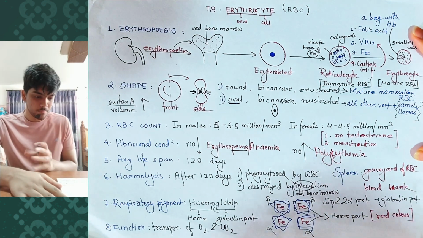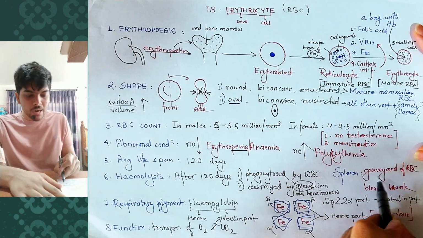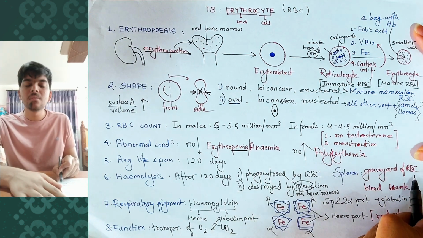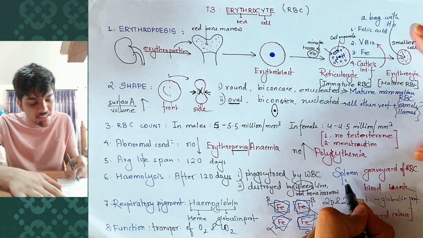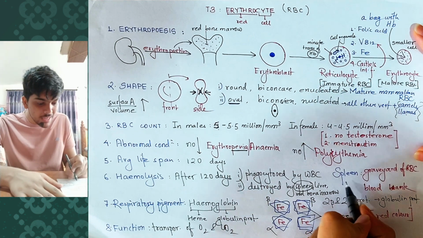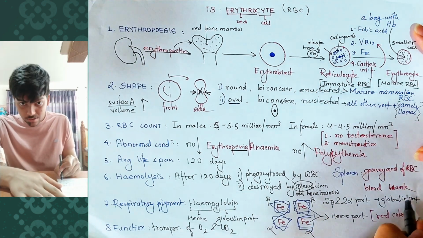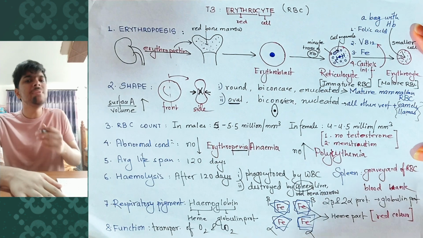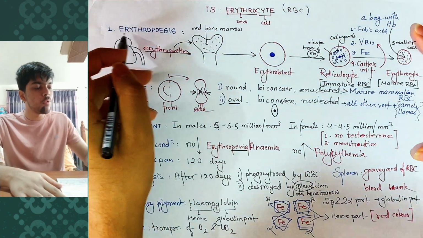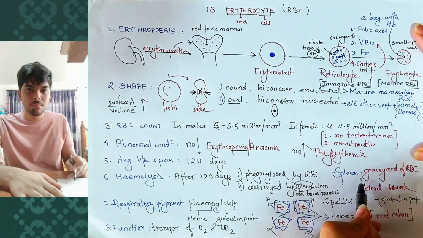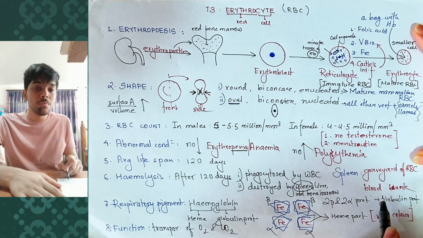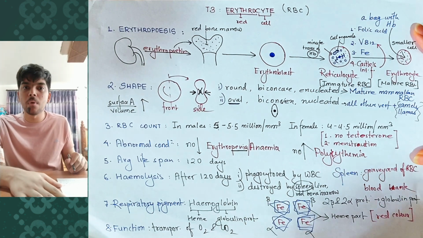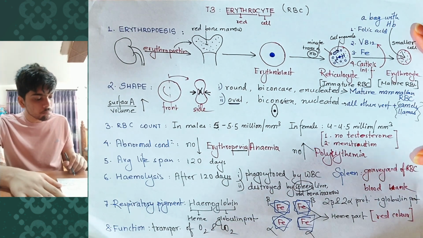But here's the thing. Spleen is called graveyard of RBC because the maximum number of old red blood cells get destroyed per second in spleen. However, spleen is called blood bank because the new RBCs that are made by the process of erythropoiesis get stored in the spleen. That's why it's a blood bank, due to the property that it stores new blood cells or red blood cells.